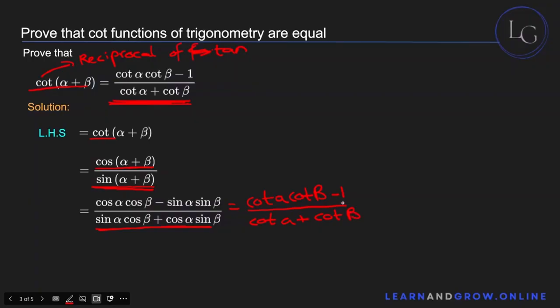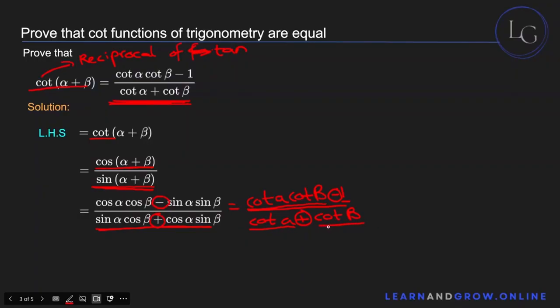Now look at these two. You can see this negative sign and this negative sign. They correspond to each other. This positive sign and this positive sign, they correspond to each other. So basically, cos a cos b must become equal to cotangent a cotangent b. Sine a sine b must equal 1. Sine a cos b must equal cotangent a. Cos a sine b must equal cotangent b.